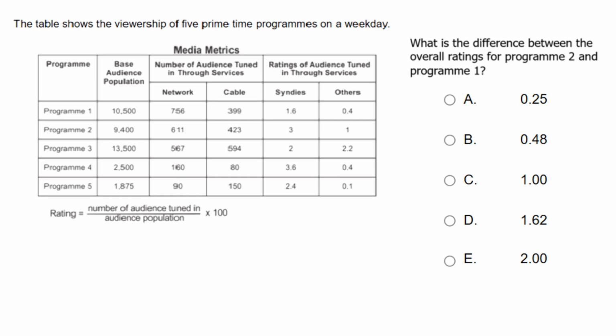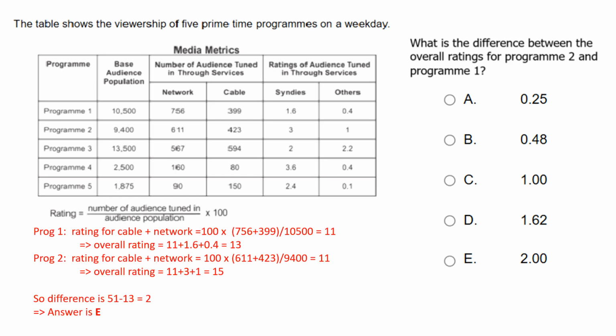So what's the answer? 2, yeah, so E was the right answer for that one. So this is the working. So what you've got to do is to work out, say for program 1, what the rating is from those network and cable numbers. So you just use the definition at the bottom. If you add those numbers together, 756 plus 399, then divide by the total, which is 10,500 times 100, gives you a rating of 11.